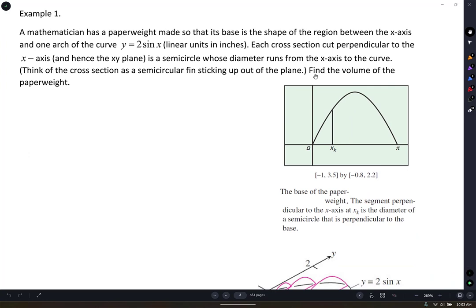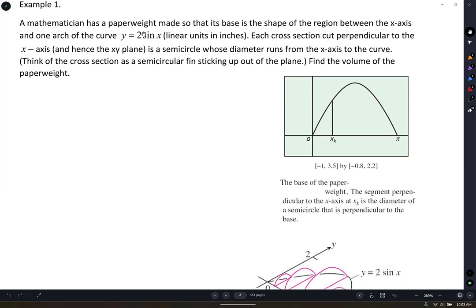It says, a mathematician has a paperweight made so that its base is the shape of the region between the x-axis and one arc of the curve y equals 2 sine x, linear units in inches. Each cross-section cut perpendicular to the x-axis, and hence the xy plane, is a semicircle whose diameter runs from the x-axis to the curve. Think of the cross-section as a semicircular fin sticking out of the plane. Find the volume of the paperweight.